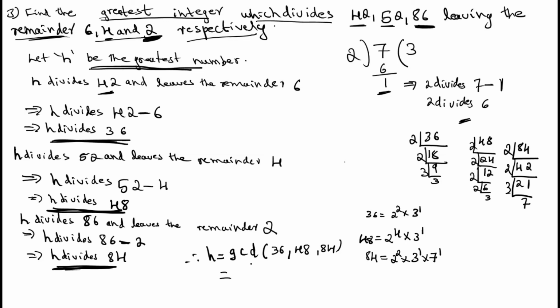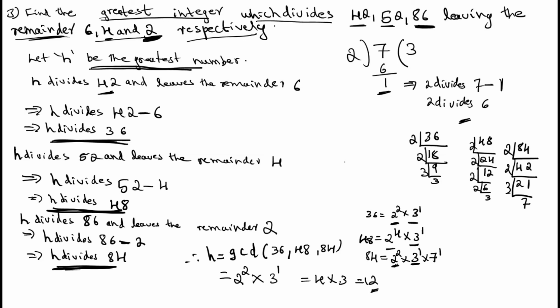Product of the least power of the common factors. The first common factor you can see is 2, in all 3 expressions. What is the least power? 2, 4, 2. The least is 2. So 2 to the power 2 into. Then the next common factor is 3, right? In all 3 expressions 3 is there. What's the least power? Here you can see only 1, right? So power 1. Then 7 is in the third expression only, so 7 is not a common factor. So 2 to the power 2 into 3, 4 into 3, it's equal to 12.